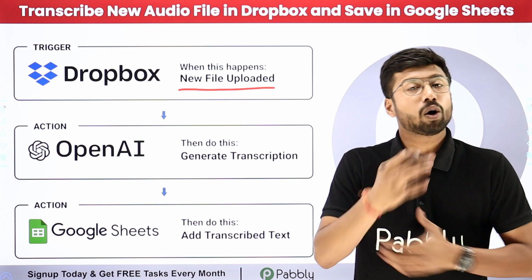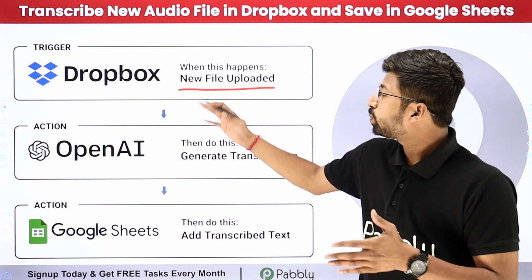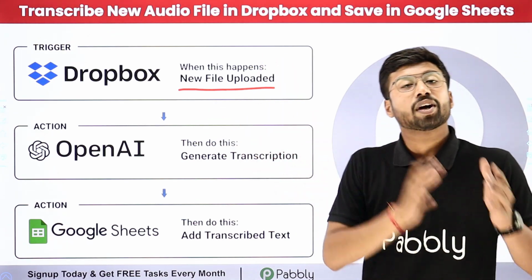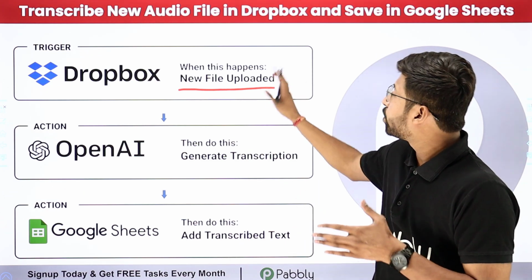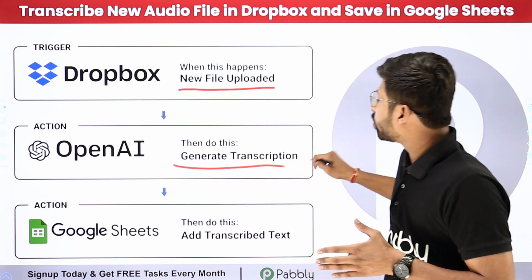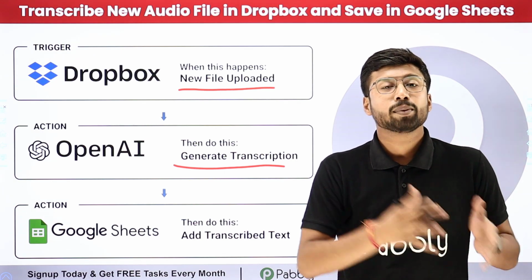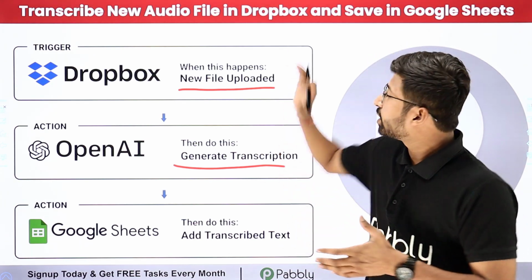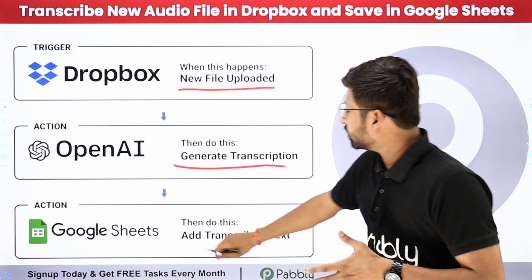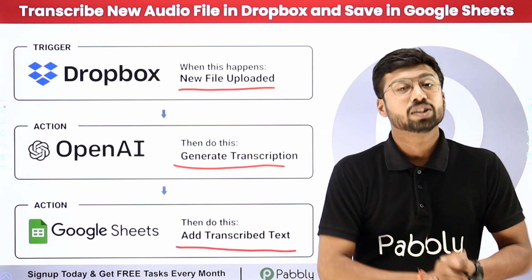And as we do this, automatically using OpenAI's Whisper API, we are going to generate the transcription of the same audio file. We are going to generate the text for the same audio files which we have uploaded in Dropbox. And after transcribing those audio files, we are going to add the new file details and also the transcription details in our Google spreadsheet as a new row.